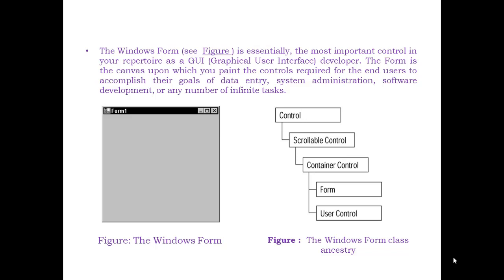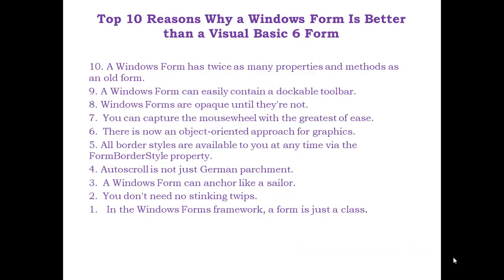On the left side there is the basic Windows form. On the right-hand side is the Windows form inheritance tree: control, scrollable control, container control. In this tree structure, the container control has forms and user controls. The important thing is the top 10 reasons why a Windows form is better than the older Visual Basic 6 forms.